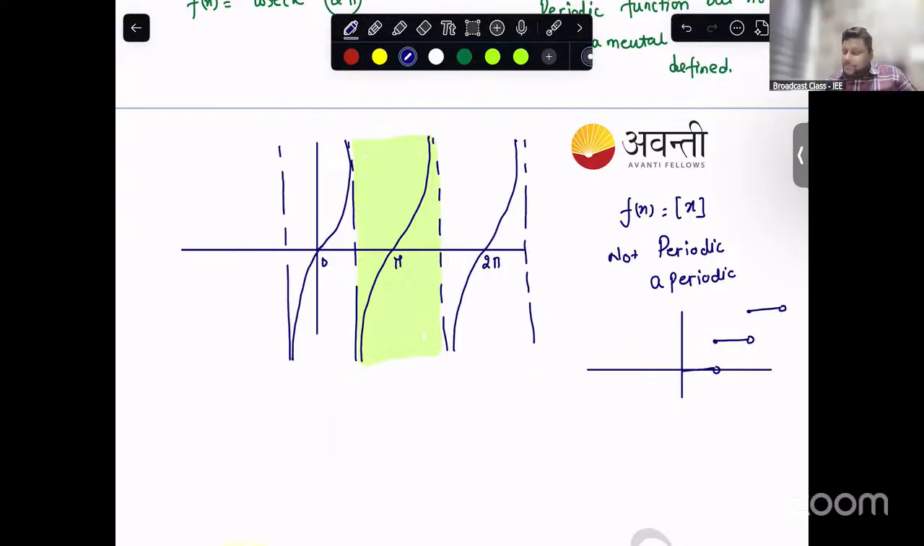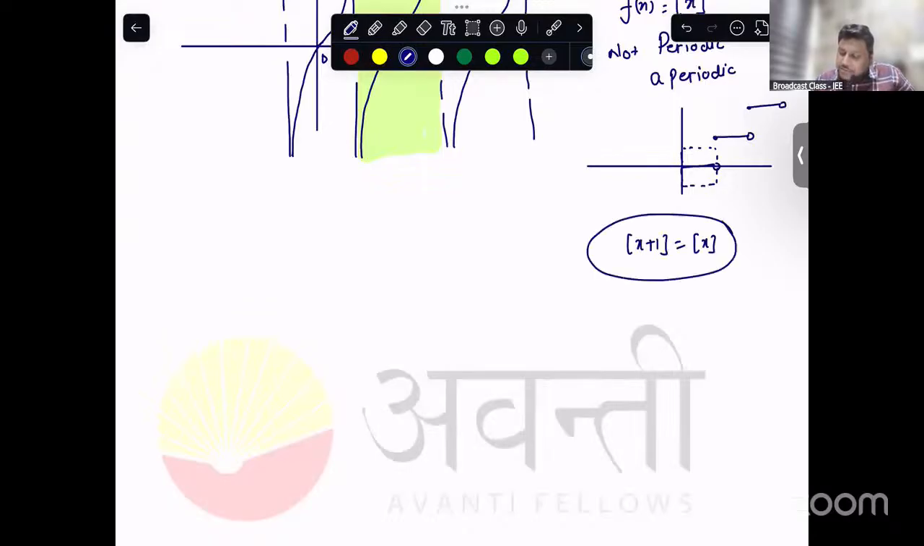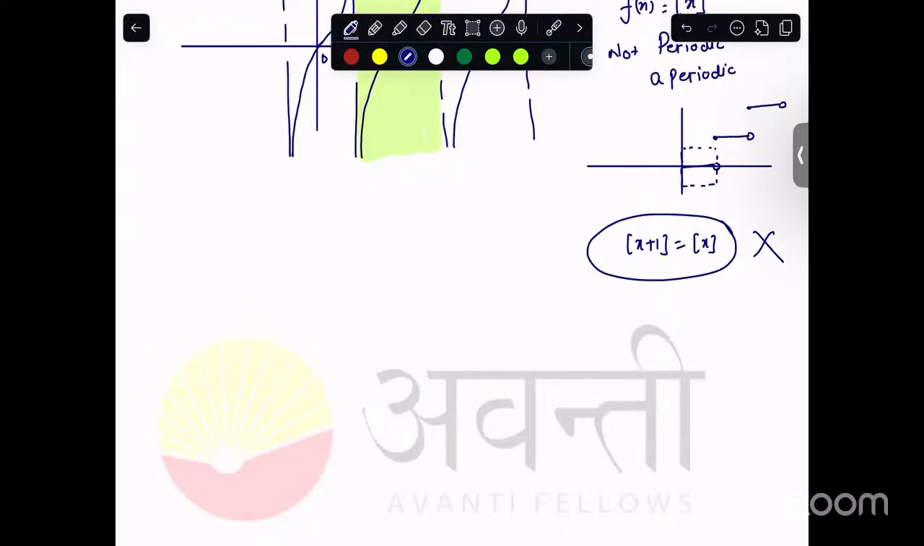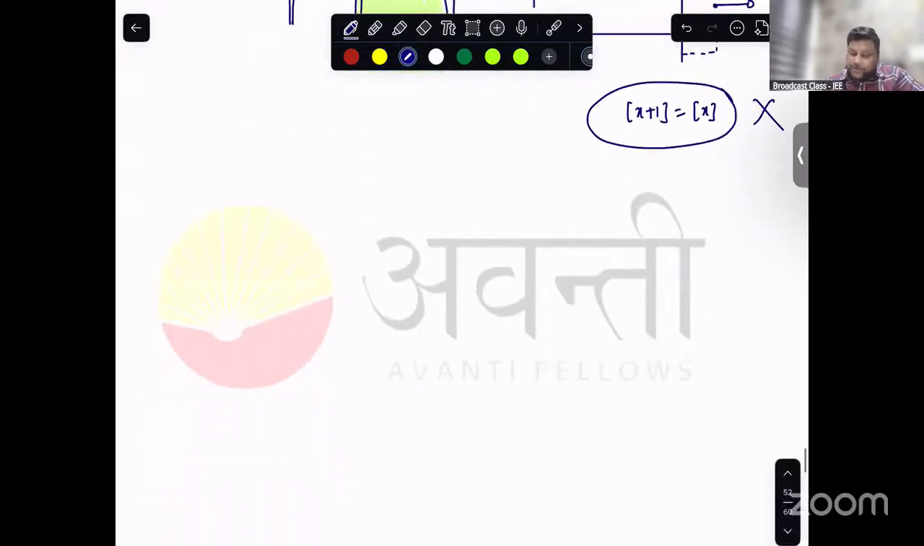If you make a frame of this length, you have to shift that frame in the direction of the y-axis also. So that is not periodic. If you say the period is 1, tell me, is greatest integer of x plus 1 equal to greatest integer of x? No. Got my point? Yes. So this is a common question. Generally, students misunderstand it. Greatest integer x is not periodic.